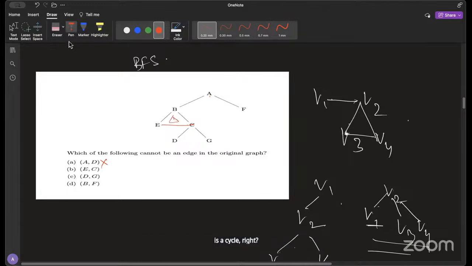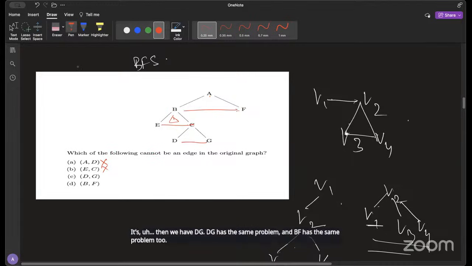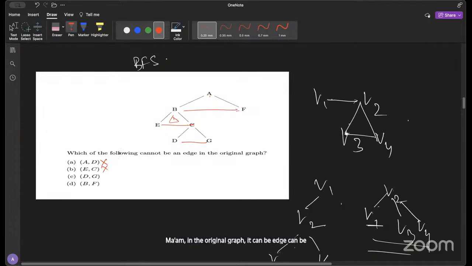So that's why this cannot be an edge. EC. And then we have DG. DG has the same problem, and BF has the same problem too. Ma'am, in the original graph, it can be an edge, right? EC can be an edge in the original graph.